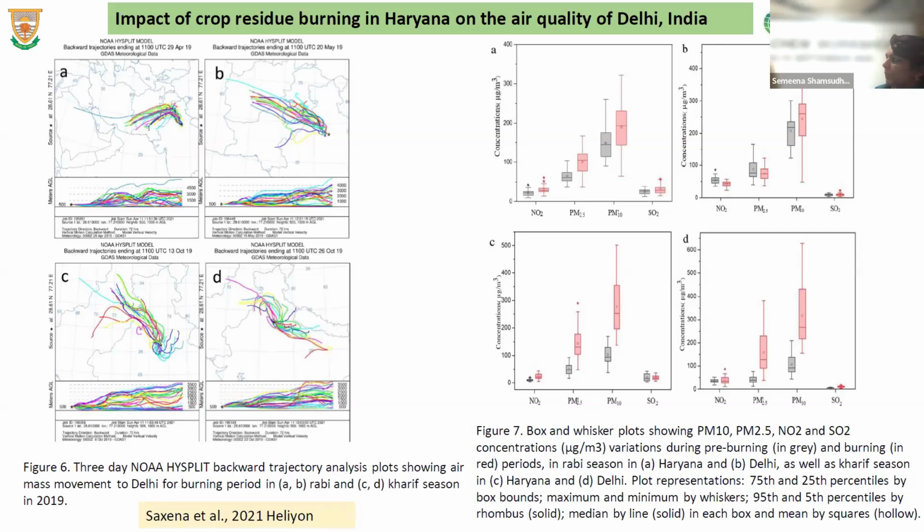Moreover, if we see the concentrations of PM10, PM2.5, NO2 and SO2, the variations during the pre-burning are shown in this gray part, and the pink part is the burning period. That is the Rabi season in Haryana and Delhi. Mostly the PM2.5 and NO2 concentrations are found to be very high, approximately 33% and 24% respectively, over the Haryana region and in the Delhi region too. And in the Kharif season, the concentrations of PM2.5, PM10 and NO2 were found to be high in the burning period as compared to the pre-burning period.